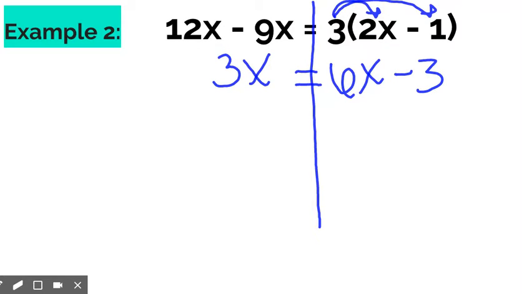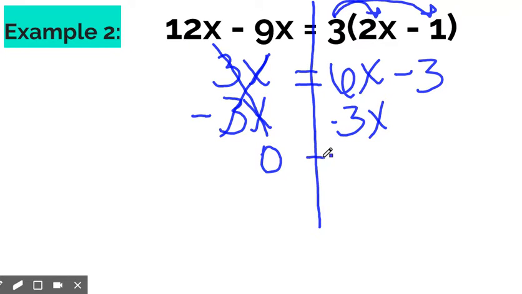Now, which side has the smaller amount of x's? That would be your 3x. It's a positive 3x, so to cancel it out, we have to do the opposite, which is negative 3x, or minus 3x, on both sides. Now, those 3x's cancel, and we get 0 equals 6x's minus 3x's, which is 3x's. And then we still have that minus 3 that comes down on the right side there.